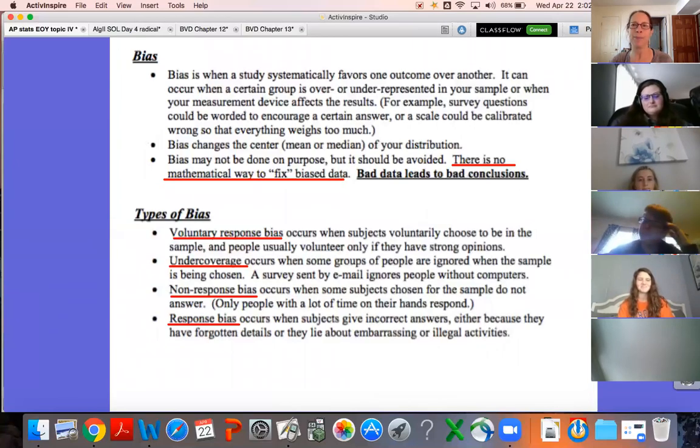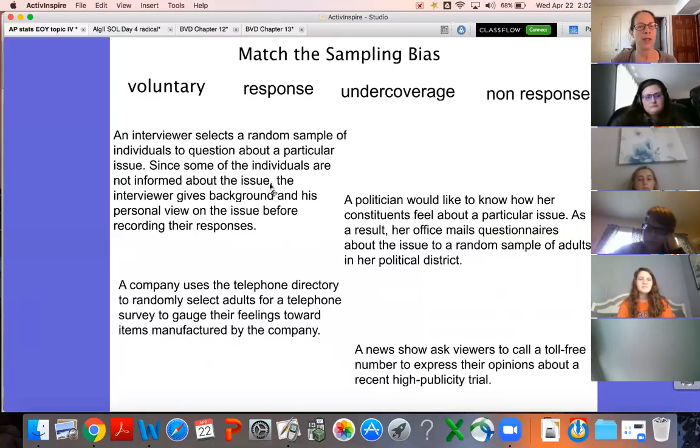So let's play a matching game. Let's do this first one. An interviewer selects a random sample of individuals to question about a particular issue. Since some of those individuals are not informed about the issue, the interviewer gives background and his personal view on the issue before recording their responses. It is one of these 4 biases. Which one do you think it is? Is it response? Yes, it is, because they're leading the people. A response bias is when they're telling you what they want you to respond.